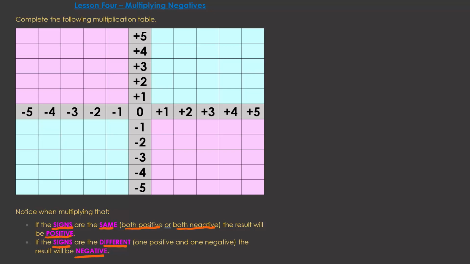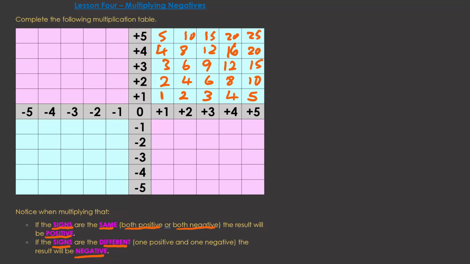So when we do 1 times 1, positive 1 times positive 1, we get 1. 1 times 2 is 2, 1 times 3 is 3, 1 times 4 is 4, and so on. So over here, I'm doing 2 times 4, which is 8. And in this box here, I'm doing 4 times 4, which is 16. And you can see how we complete that. So this would just be 2, 4, 6, 8, 10, 3, 6, 9, 12, 15, 4, 8, 12, 16, 20, and 5, 10, 15, 20, 25.